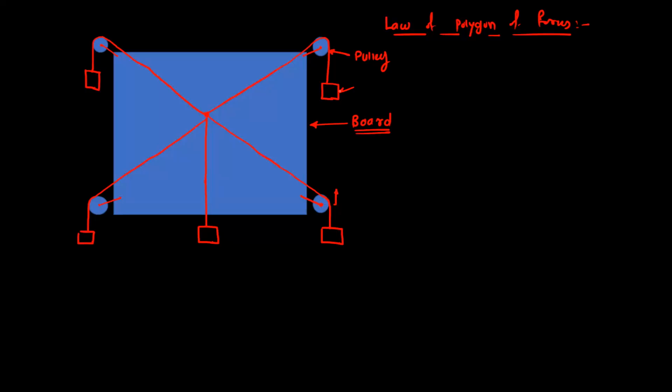So each weight will create the tension force in the string. Okay, so this tension force we will assume as F1. So this is the F1, this is the F2, this is F3, this is F4, and this is the F5. Okay, so all the 5 forces, they are passing through this common point. So this is called as a point of concurrency. Okay, so it becomes the concurrent force system.